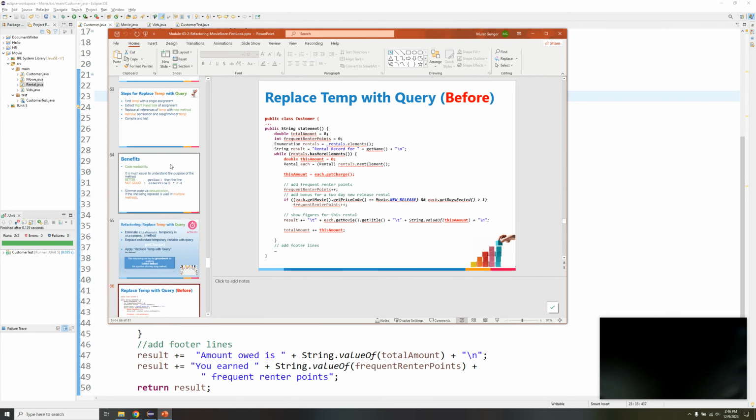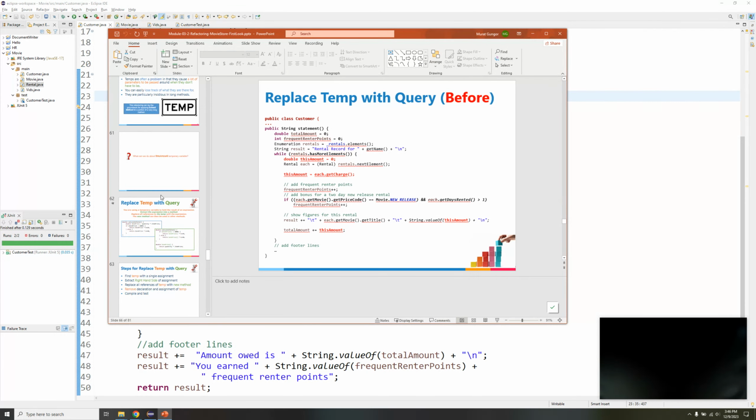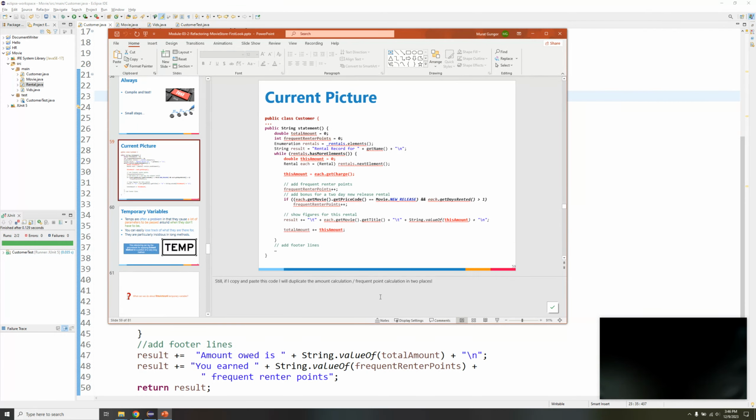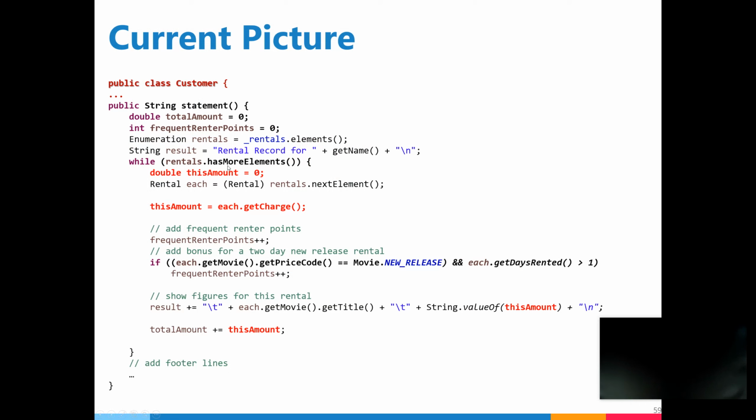Hello, welcome back. We are talking about last time with temporary variable. What are those things? If you look at the current code of ours, we have this local temporary variable, this amount here, repeated and used in these three places.